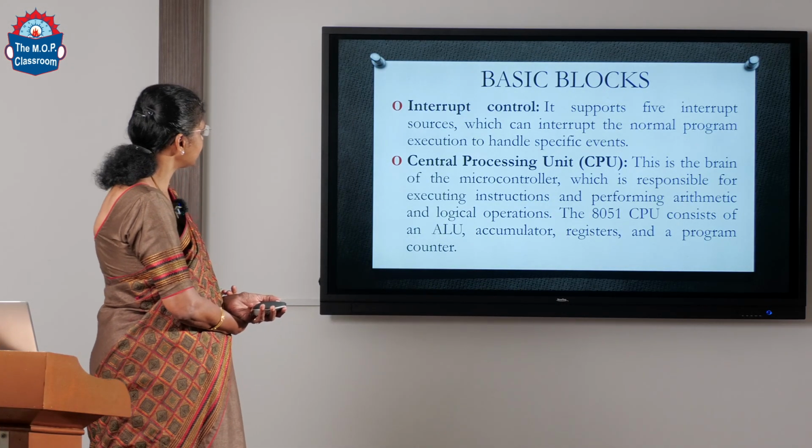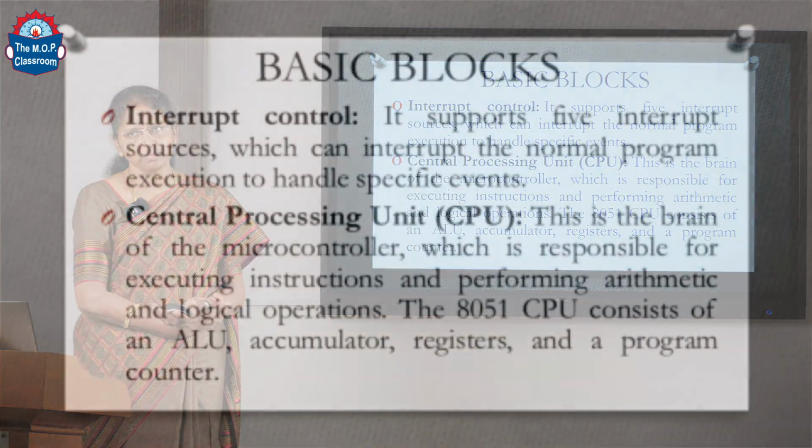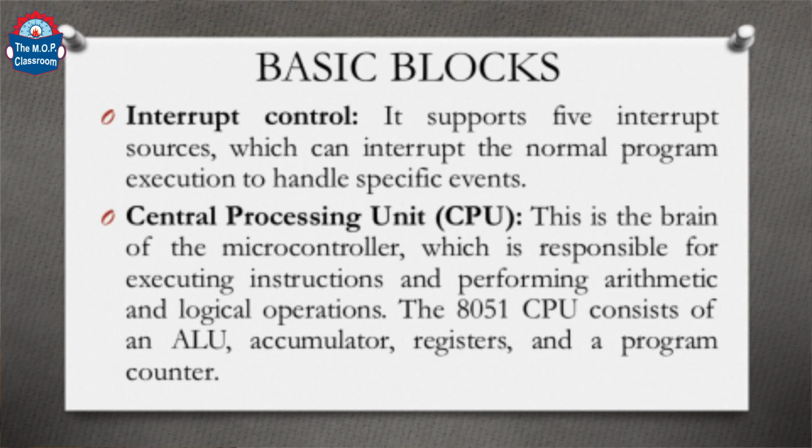So, coming to see them in detail. We know that interrupts are used to interrupt the processor whenever it is necessary for any priority operation or any emergency. Actually, 8051 supports 5 interrupt sources which can interrupt the normal program execution to handle specific events. And we saw that the CPU, the central processing unit, is the brain of the microcontroller. It is responsible for processing, executing arithmetic and logic operations. It consists of ALU, accumulator, registers and program counter to do this processing.